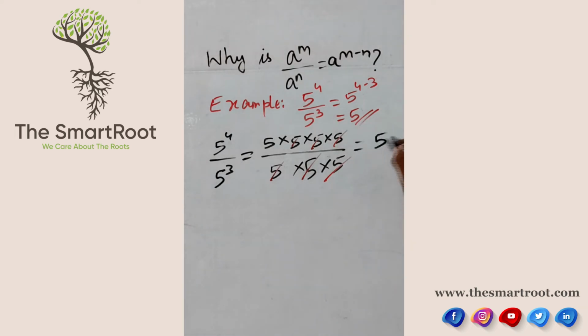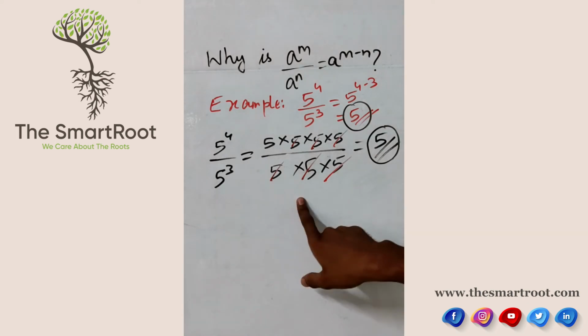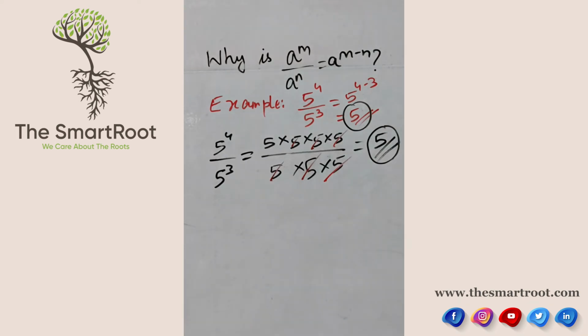Correct. So as you can notice, it is the same as what we got when we used the formula. So this is why a to the power of m by a to the power of n will be given as a to the power of m minus n.